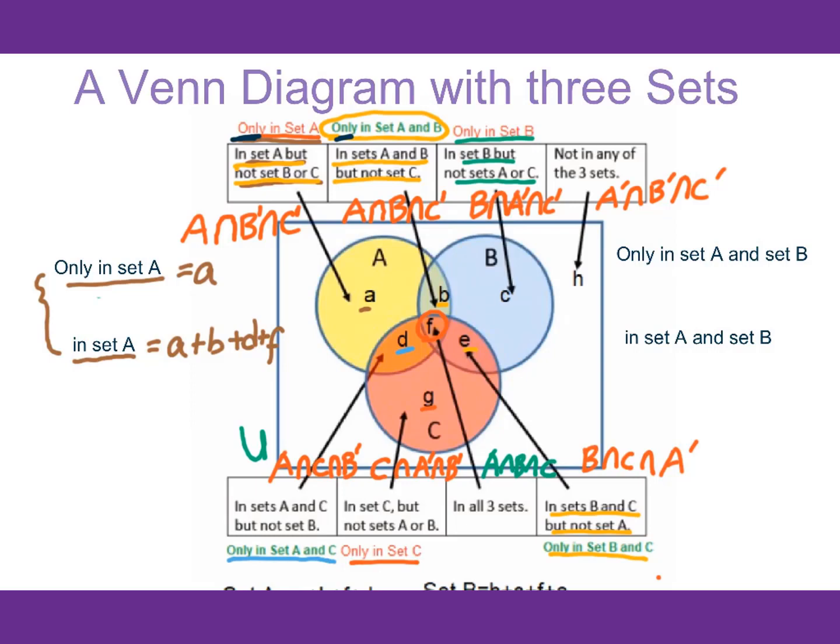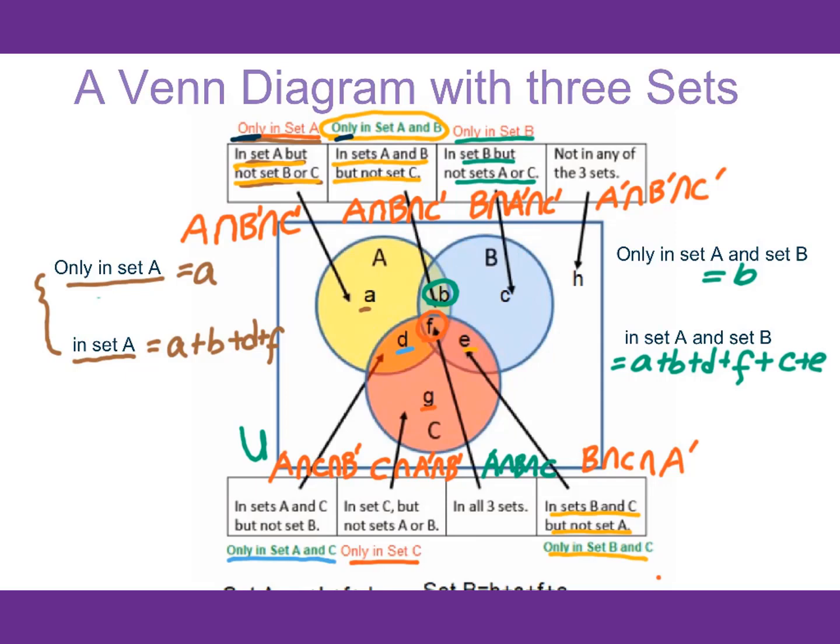Only in set A means A but not B or C. But when you see set A, everything in set A counts. For this, only in set A and set B means B equals B. But when you see in set A and set B, it means everything in the set A circle and also in the set B circle counts. So we will get A plus B plus D plus F plus C plus E.